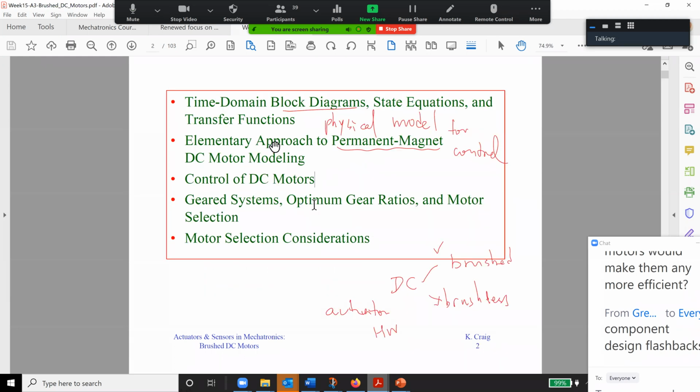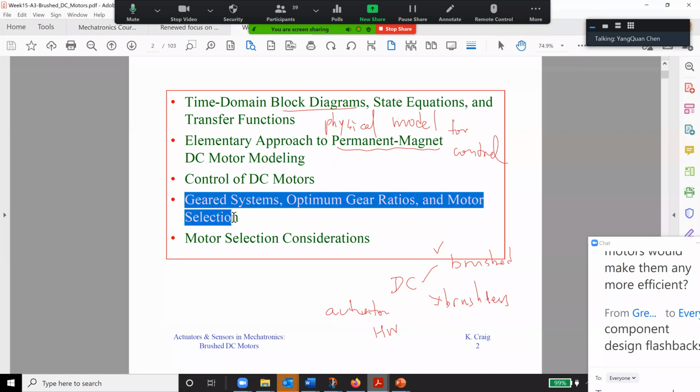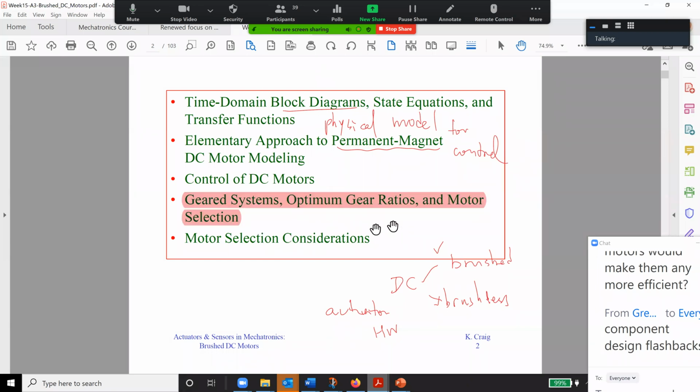Then, of course, we hope we have a transfer function derived for a DC motor system with a block diagram. Then, especially, we are going to meet the permanent magnet DC motors a lot. Then, in the control, how we do this closed loop control. We talked about gear system. There is also an interesting literature talking about optimal gear ratio. It's like impedance matching stuff, okay? And some basic ideas of motor selection.